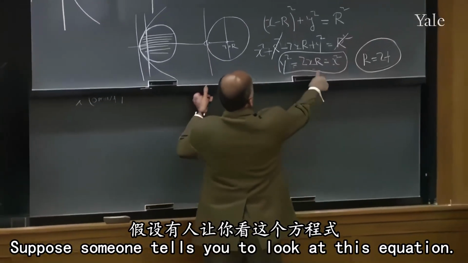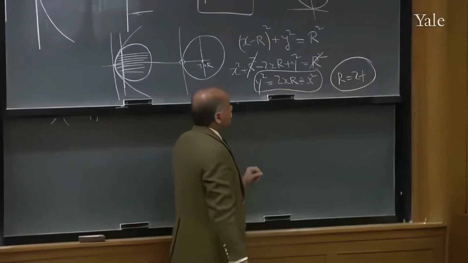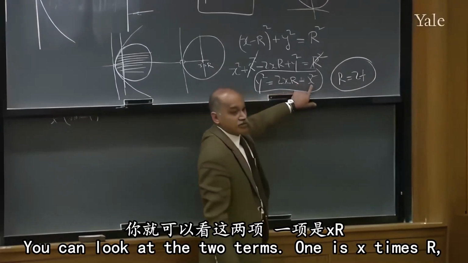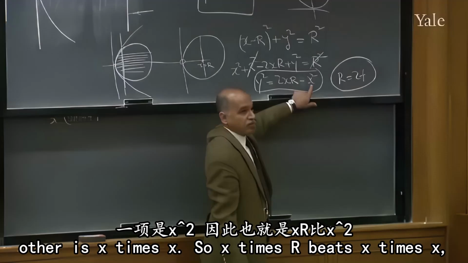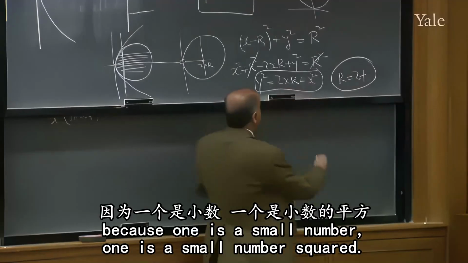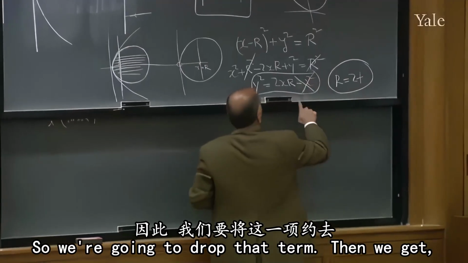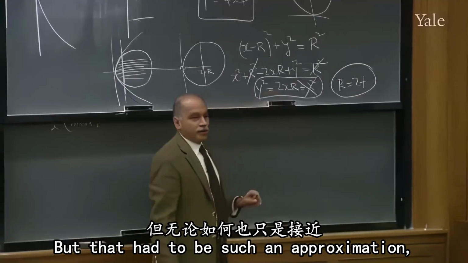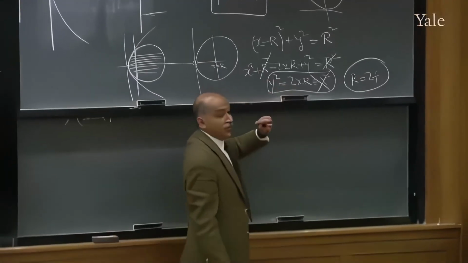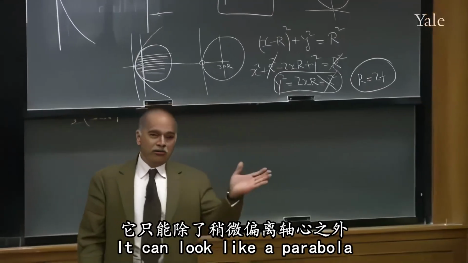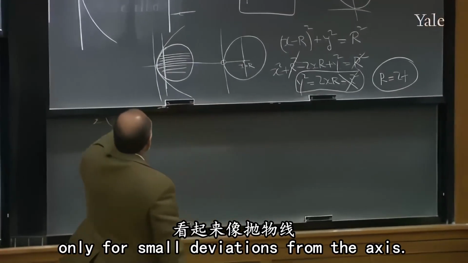You can see that already. Suppose someone tells you to look at this equation. You can look at the two terms. One is x times r, other is x times x. So x times r beats x times x because one is a small number, one is a small number squared. So we're going to drop that term. Then we get, in that approximation, this condition. But that had to be such an approximation because a sphere can never equal a parabola. It can look like a parabola only for small deviations from the axis.